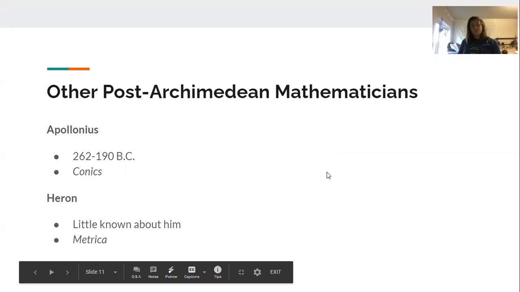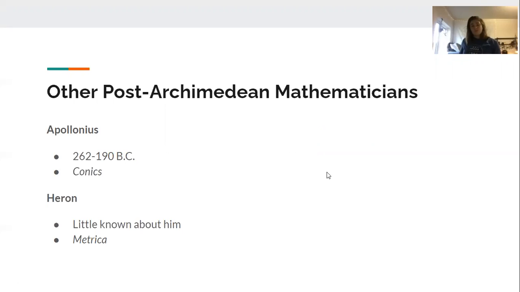So there were two other post-Archimedean mathematicians that were fairly influential. There was Apollonius. He wrote the Conics, which is a work that was sort of similar to Elements, but it focused entirely on ellipses, parabolas, and hyperbolas. It consisted of 8 books. The first 4 books were general information about the conics, and then the next 4 were more in-depth. And then the 8th book is actually lost.